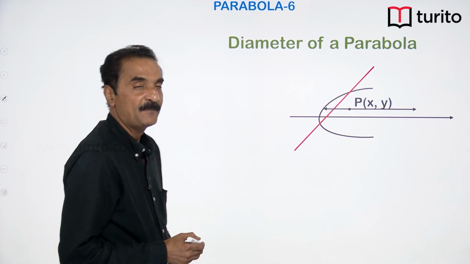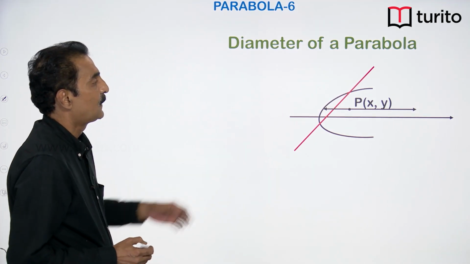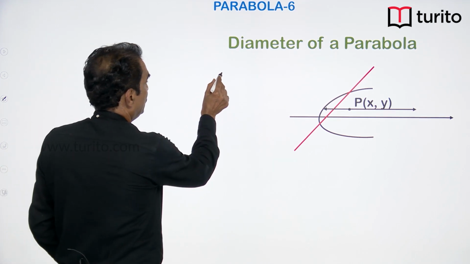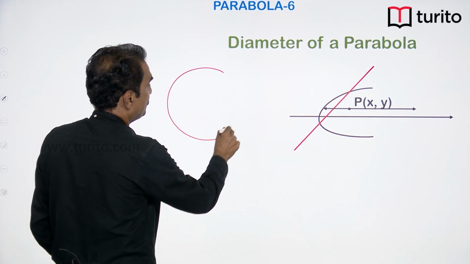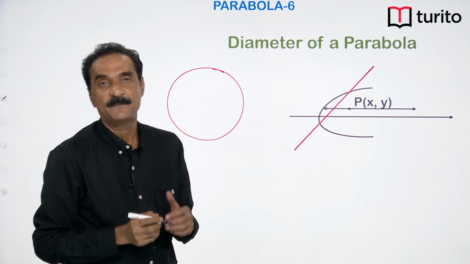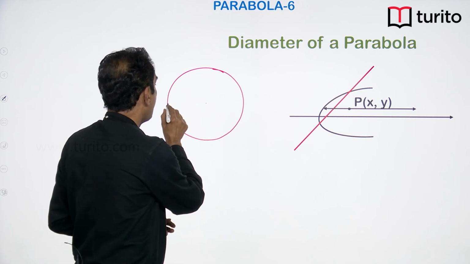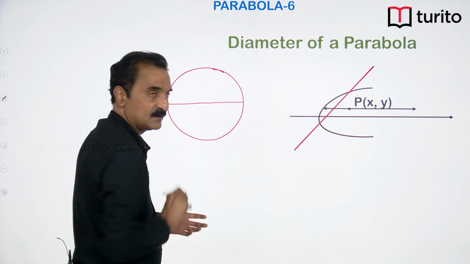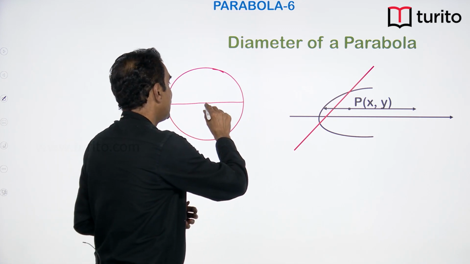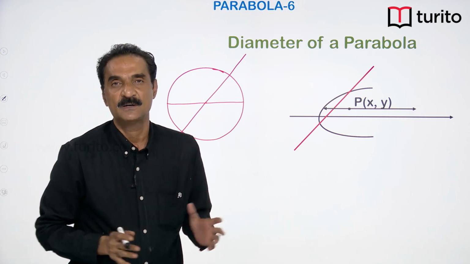First, diameter of a parabola. What is diameter of a parabola? In a circle, if I ask you the question, what is the definition of diameter, you will say that it is the longest chord of the circle, or some of you may say it is a line passing through the center of the circle, but both are wrong.